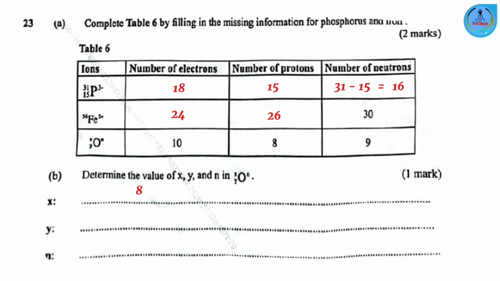What about the mass number? We are going to take the number of protons, add them to the number of neutrons, which will give us 17 as our mass number. What about N? This is our charge. How are we going to determine the charge? By looking at the number of electrons.